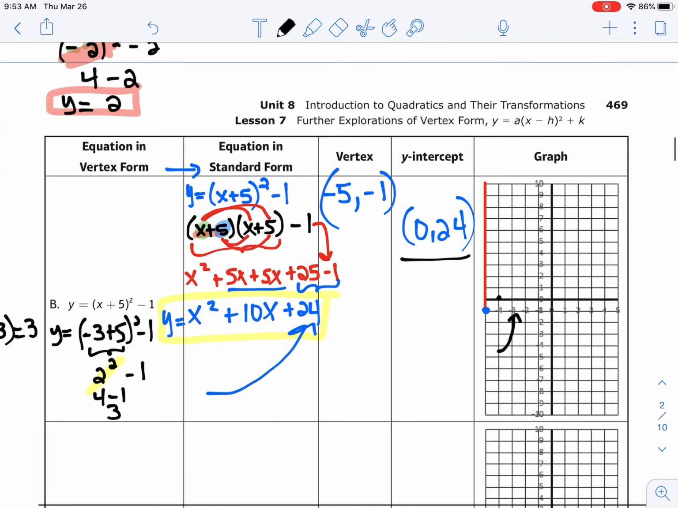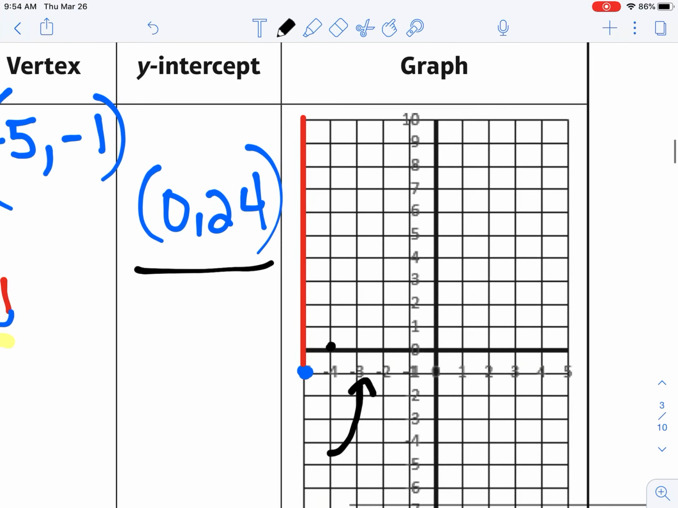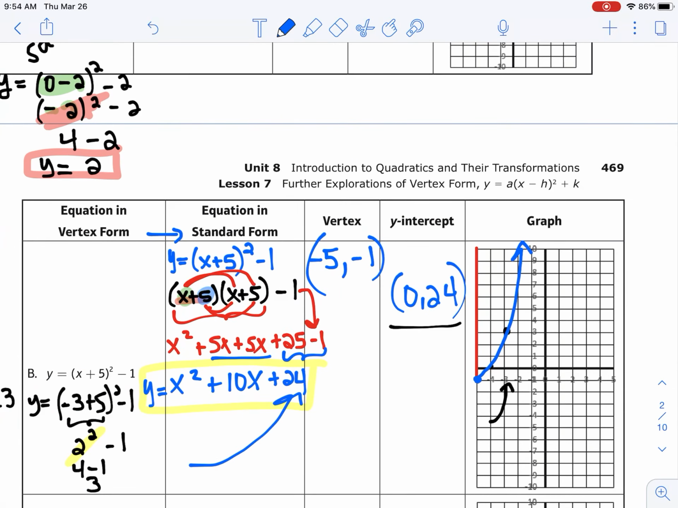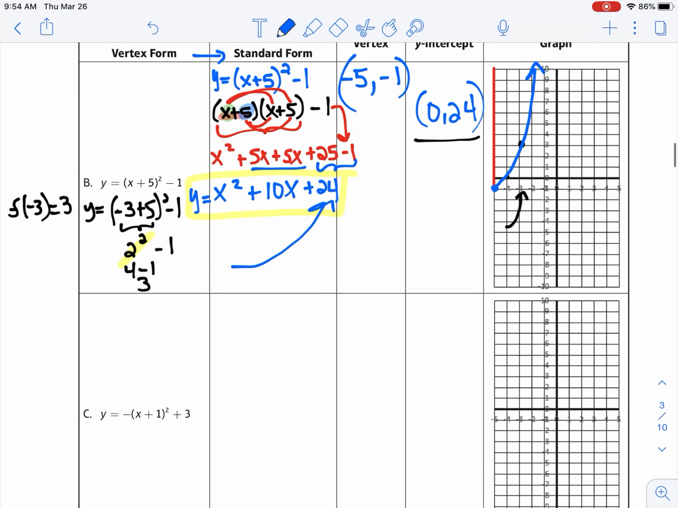So I'm going to graph that point now. When x is negative 3, y is positive 3. And now I can just graph. I have 3 points, so I can just go ahead and graph from there. And it's just going to be a sketch at this point. You're not going to get the other part of your parabola, which is fine.